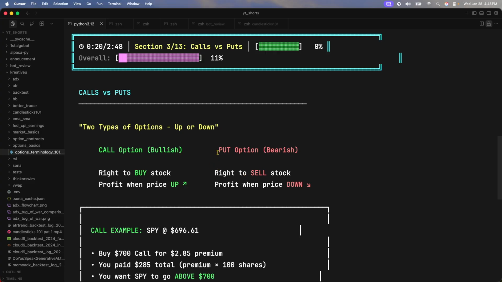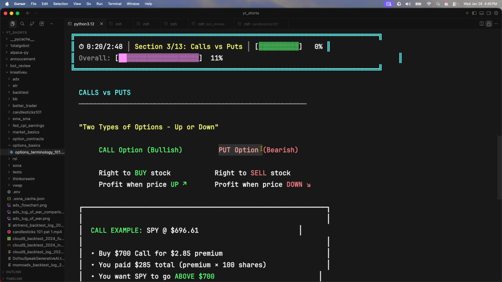So for calls and puts, call options are when we're bullish on the markets. What do bulls have? Bulls have horns, and what do horns do? Those horns point up. So when we buy a call, we're bullish on the market. This is our right to buy a stock because we profit when the price goes up. We think that the market is going to go up, right?